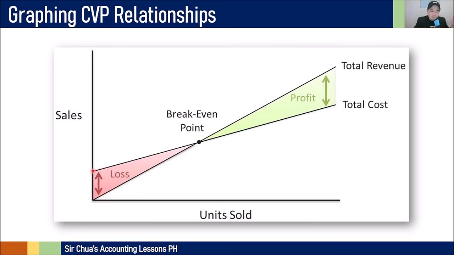The point where they meet, yan po yung break-even point. Kapag nandito tayo sa area na ito, yan na po yung profit area. At dito naman po sa baba ng break-even point, yan naman po yung loss area. Ganyan po ang interpretation ng graphing natin ng CVP relationship.